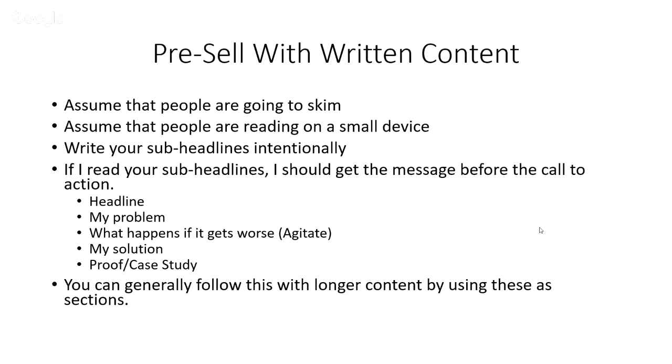The other thing is this: if you're going to do an ebook or a longer piece, 3,000 to 5,000 words, you can use this as an outline. In other words, a section introducing the topic, a section that talks about the problem, a section that talks about what happens if the problem gets worse, the solution, and then a case study. You can follow that very same pattern in order to pre-sell using written content, even if you take these elements and don't do it all in one article, but do them as sections of your pre-sell.